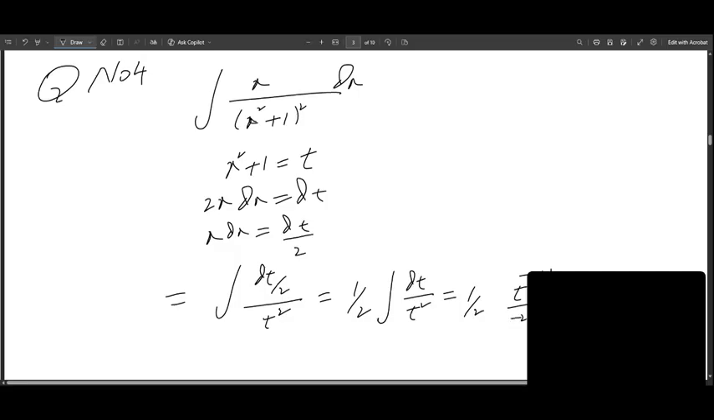So negative 2 plus 1. And this is, you have 1 by 2, and then you have t raised to the power negative 1 divided by negative 1, and that equals negative 1 by 2 into 1 by t. So folks, this is our solution. And no, sorry, this is not our solution. We need to plug in the value of t. Negative 1 by 2 times 1 over x squared plus 1. So we need to plug it back, the value of t, whatever we have substituted.